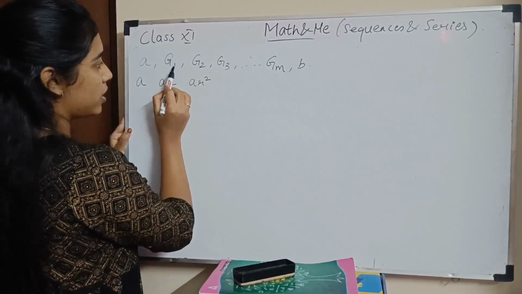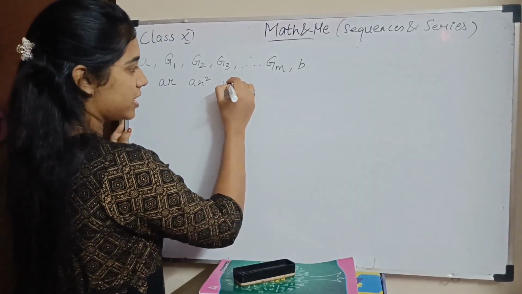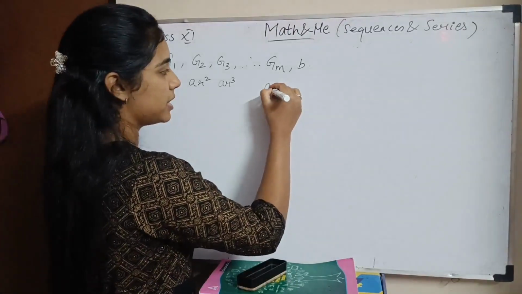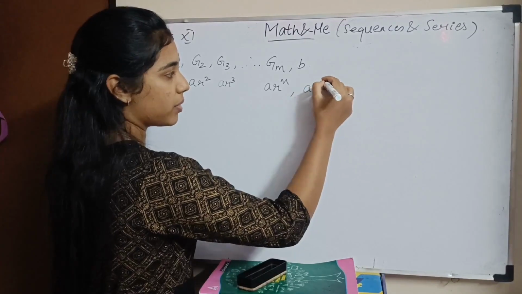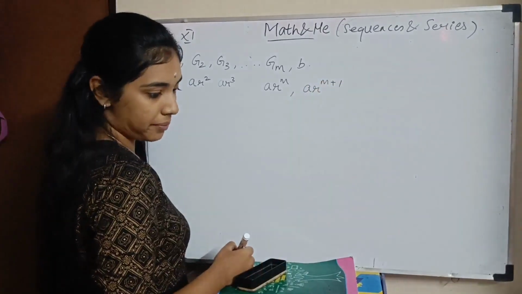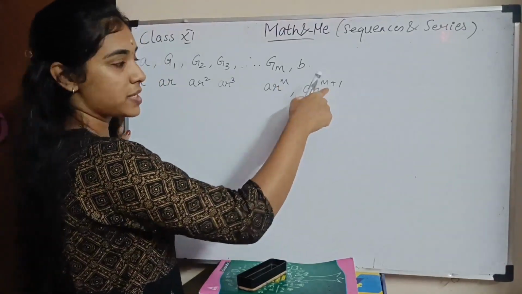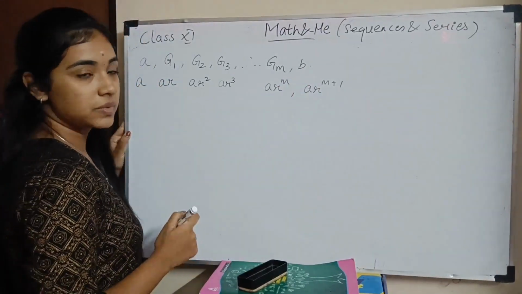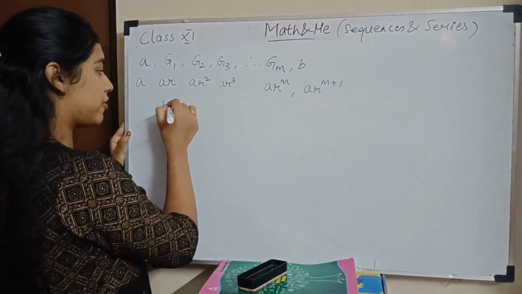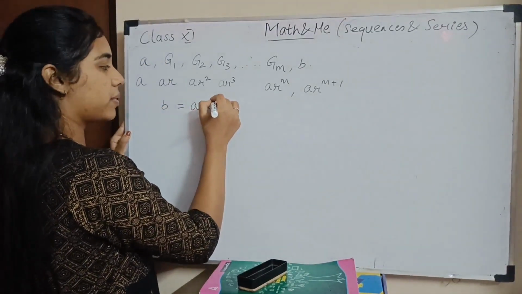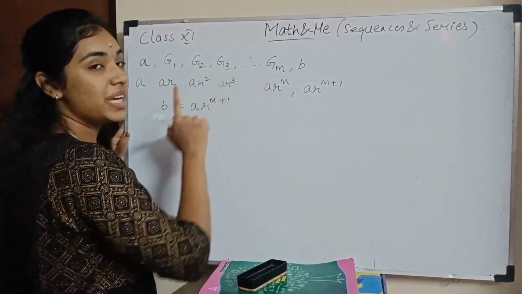What do you see? G1 is AR, G2 is AR square, G3 is AR cube. What is your Gm? It is AR to the power M. Appo B ennago? It will be AR to the power M plus 1. So basically your B is AR to the power M plus 1, where A is your first term. Correct? So when you equate, you have B equals AR to the power M plus 1, where M is the number of geometric means in between.